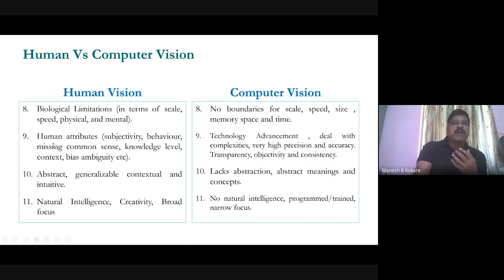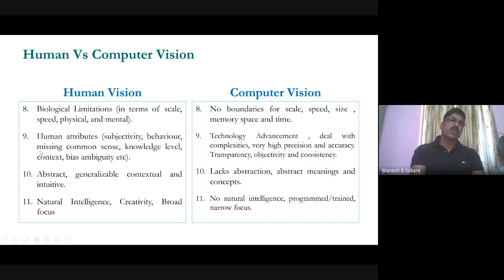For example, human attributes like subjectivity, behavior, missing common sense, knowledge level, context, bias, and ambiguity are there in the human vision system, whereas these things are not there in the computer vision system. In computer vision, there is technology advancement which deals with complexities, and very high precision, accuracy, transparency, objectivity, and consistency will be there.